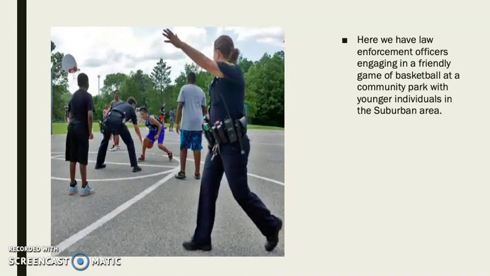So here we have a law enforcement officer engaging in a friendly game of basketball at a community park with younger individuals in the suburban areas. So this is showing that law enforcement officers in the suburban areas are very involved in their community around them, and they care to show individuals they are human too. They can have fun all while supporting and engaging in their community. In suburban areas, law enforcement officers typically patrol the same area, so they get to know the area very well, as well as the individuals around them.